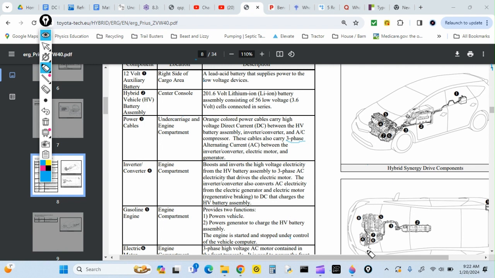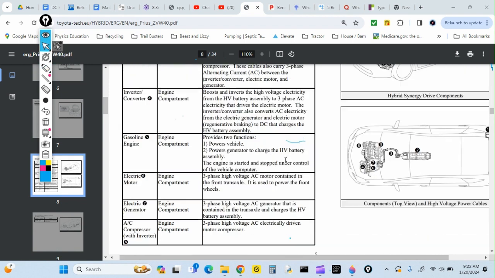Let's slide down here a little bit if I can. Let's see what other kinds of things we can find. I think this is all rehashing the same thing. Powers the vehicle, three-phase voltage AC motor, three-phase high voltage AC generator, three-phase high voltage AC electrically driven motor compressor. So the AC compressor also has its own inverter for the three-phase high voltage.